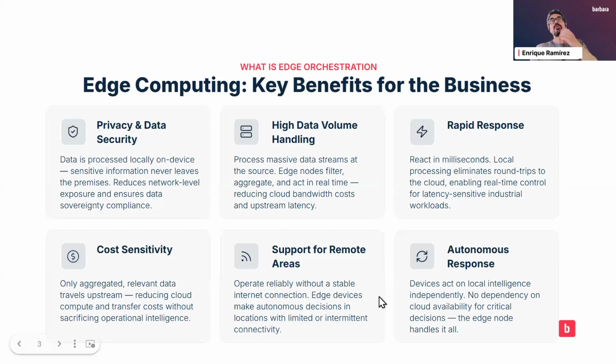Also, using the edge node, you can give support for remote areas, because you can operate reliably without a stable internet connection. These edge devices can make autonomous decisions in locations with limited or intermittent connectivity. That is very, very important. You don't have to rely on a good internet connection to make everything work fine. It is absolutely resilient, so that is also a good reason.